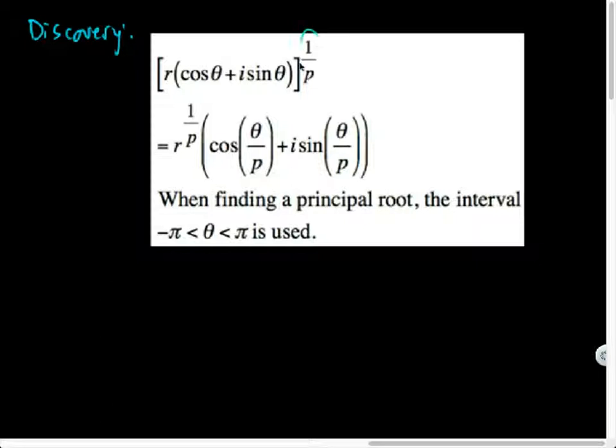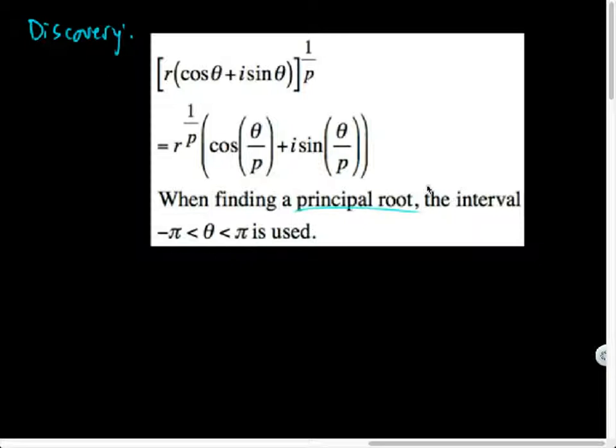So if I raise it to a fractional exponent, which, by the way, is also a type of root, this is the same as the pth root of that whole thing. The value of n would be 1 over p, and I just plug it in, and then n times theta is now theta over p. So I could actually use this to calculate with a fractional exponent. It still works. And it says when finding a principal root, the interval negative pi to positive pi is used.